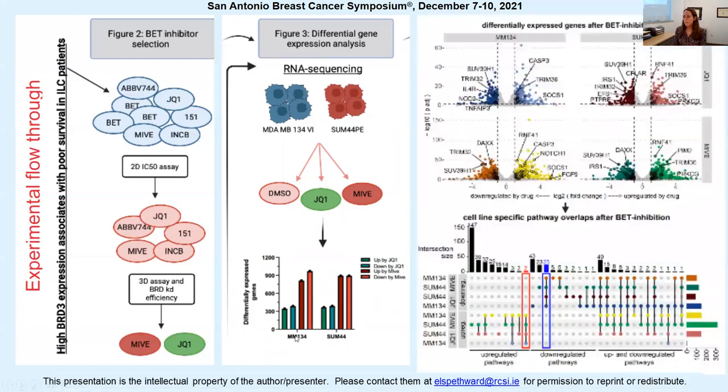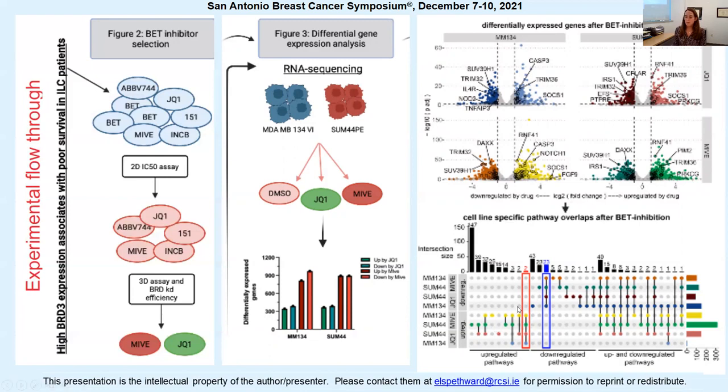You can see in the bar graph and volcano plots on the right that MIVI demonstrated a significantly higher effect on differential gene expression than JQ1, both up and down. The volcano plots illustrate upregulation to the right and downregulation to the left. Color indicates significant change and gray insignificance. The different colors are coded with the upset plot below.